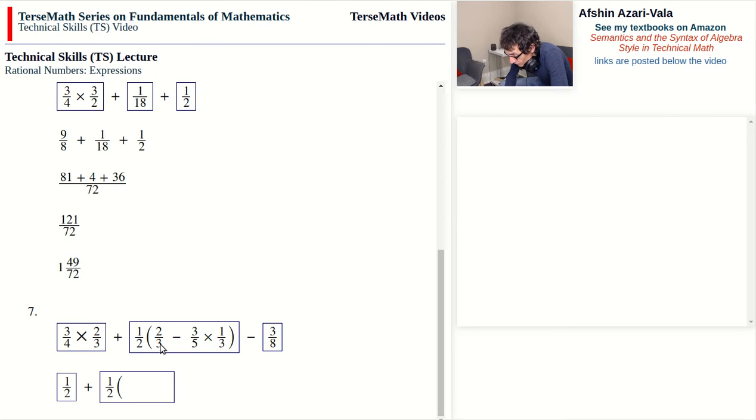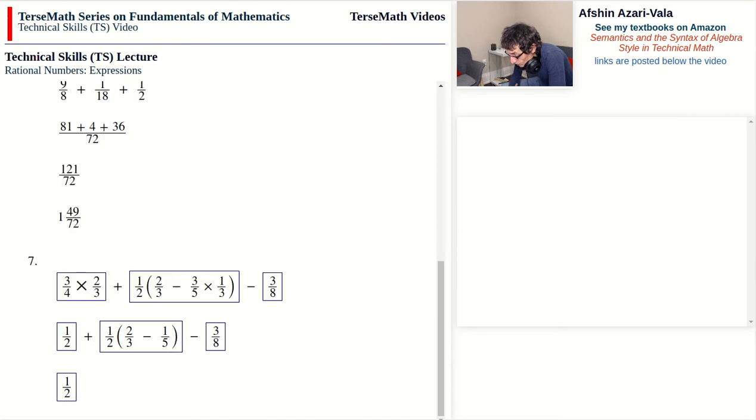For factor number 2, we have 2/3. Now, we know that factor number 2, which is brackets, itself breaks into 2 terms. 2/3 is 1, and then we have 3/5 times 1/3. We need to work out the terms and then do the subtraction. The first term is 2/3. The second one, we work it out, the 3's reduce, and we get 1/5. And then subtract 3/8. Terms 1 and 3 are done. The middle term still needs to be worked out.